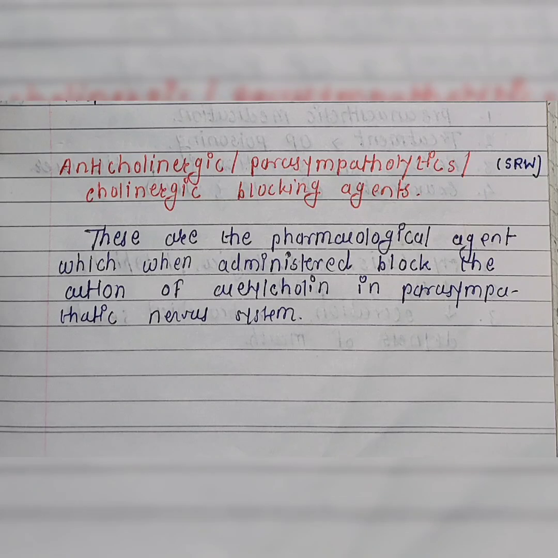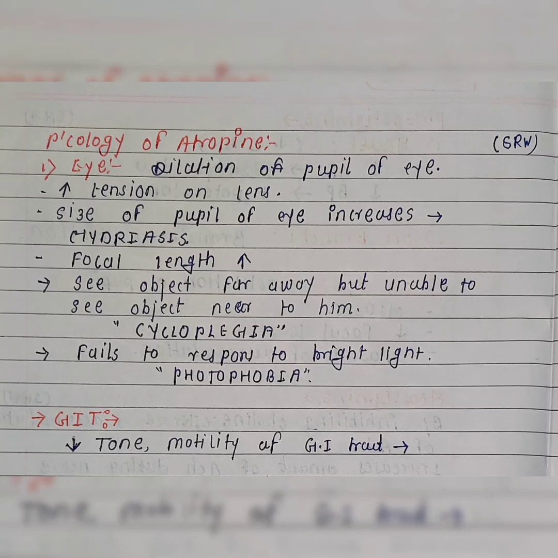In today's lecture, we are going to study about the anticholinergics, which are also known as parasympatholytics and cholinergic blocking agents. These are the pharmacological agents which, when administered, block the action of acetylcholine in parasympathetic nerve fibers. For example, atropine. Now, the pharmacology of atropine.